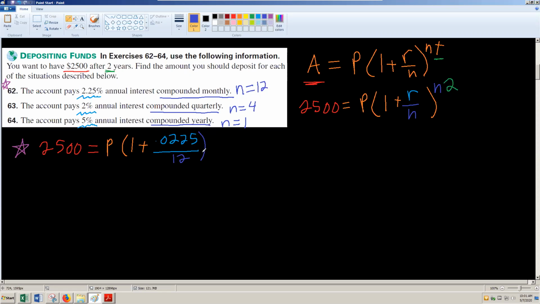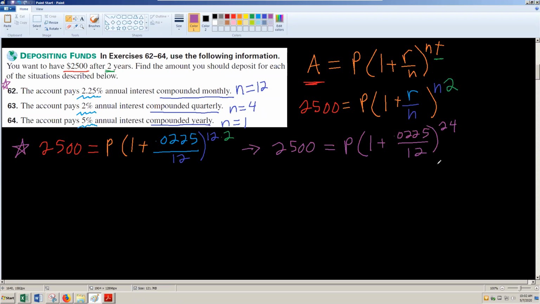And then that's going to be raised to, and now here's my nt. So now here's going to be 12 times my t value, which was 2. So I'm going to rewrite this thing. It will look like 2,500 equals p times 1 plus 0.0225 over 12, all raised to the 24. Now this is exactly how I would leave it on my calculator when I go to evaluate it.